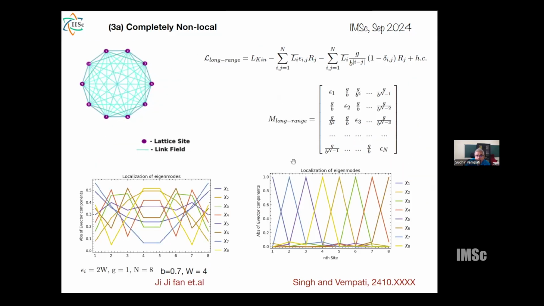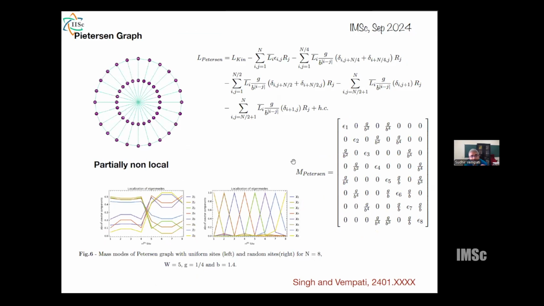Another geometry which we realized essentially is something called a Peterson graph. So you can look at different geometries and corresponding mass matrices. So your mass matrix is represented by a very nice geometry. Okay, and so you have a graphical picture. So you have, again, in this case, part of them are next to nearest neighbor, and part are not next to nearest neighbor.